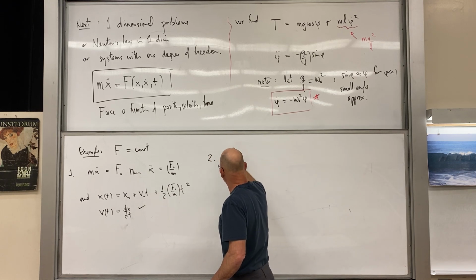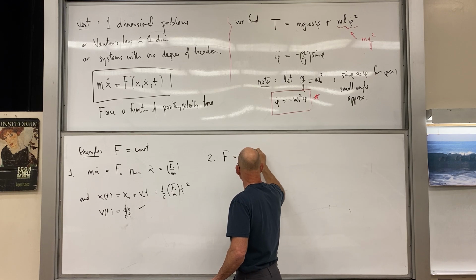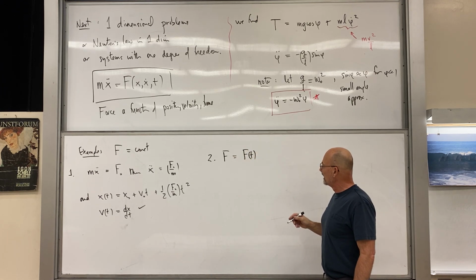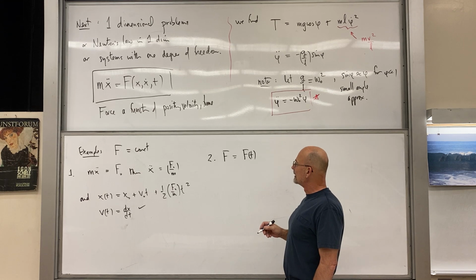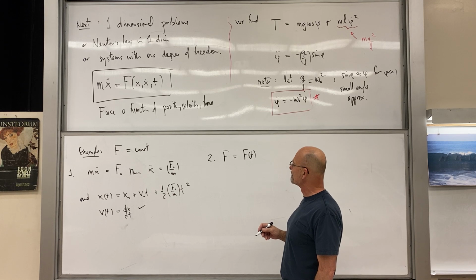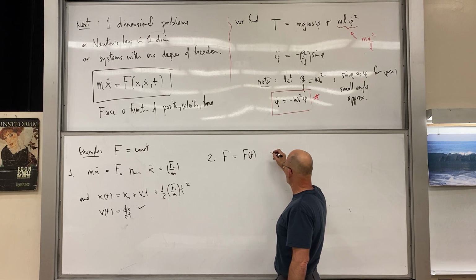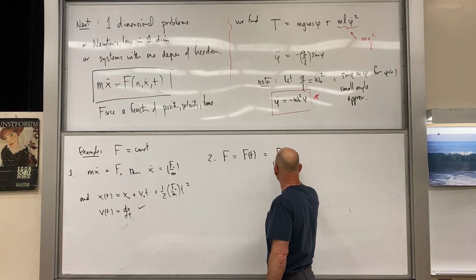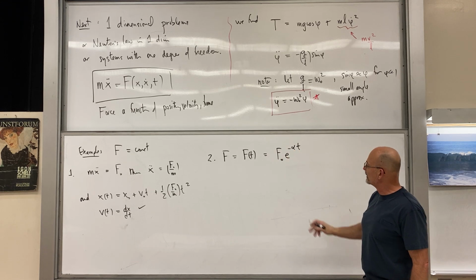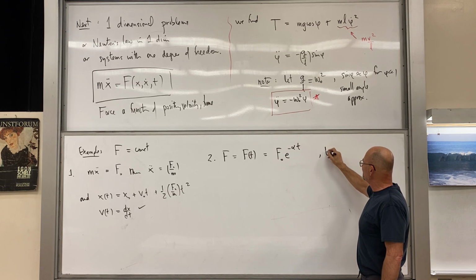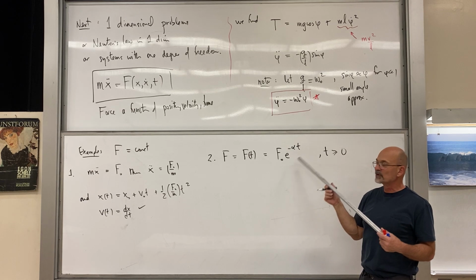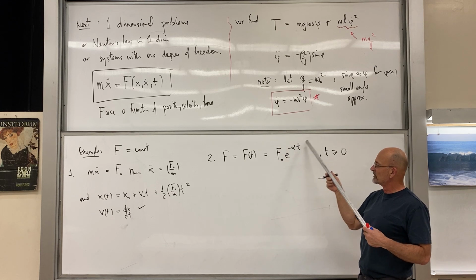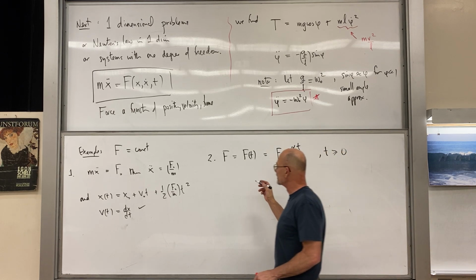where F is explicitly a function of t, why not? Okay, so F of t is going to be F0 e to the minus alpha t. Okay, so this is a decreasing, we'll just say t greater than or equal to 0. So this is a function where the force decreases to 0, starts out equal to F0, decreases to 0. So how would we solve this here?